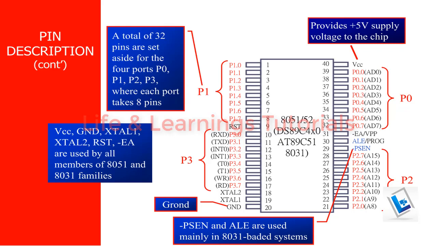The pin number 40 is VCC, where we can provide 4.5 to 5 volt DC supply positive, and pin number 20 is ground or 0 volt. Pin numbers 18 and 19 are reserved for external crystal, where we can connect a suitable frequency crystal to clock our microcontroller. The very common crystal frequency is 11.0592 MHz.